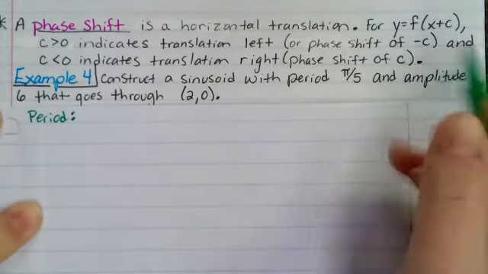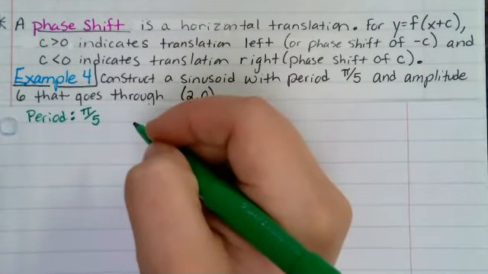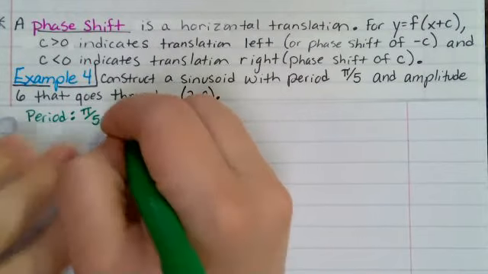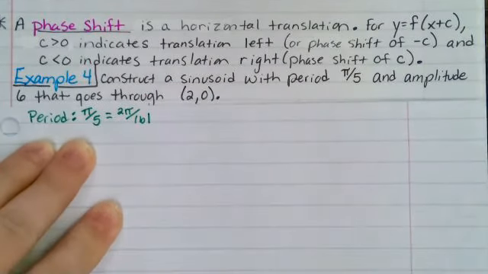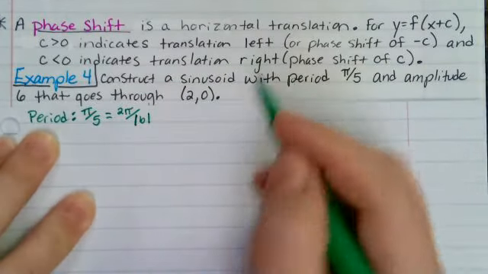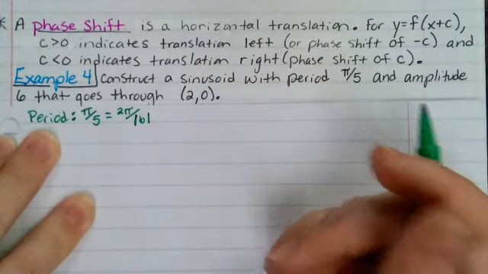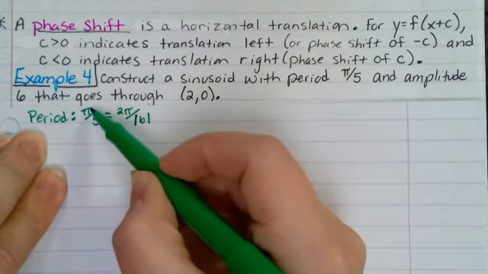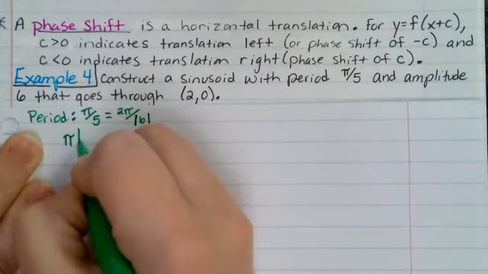All right, so for period, they told me that my period needed to be pi over 5. What that allows me to do is figure out what the b value is. Because period is the same as 2 pi divided by the absolute value of b. So what I can do is set that up as a proportion. Really, we have a fraction equals a fraction, and we can solve this. I'm going to solve it by cross multiplying. If you like to solve a different way, then you can, but I would be multiplying this pi times the absolute value of b. So this is pi, absolute value of b.